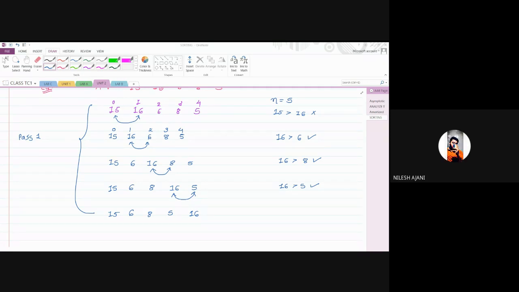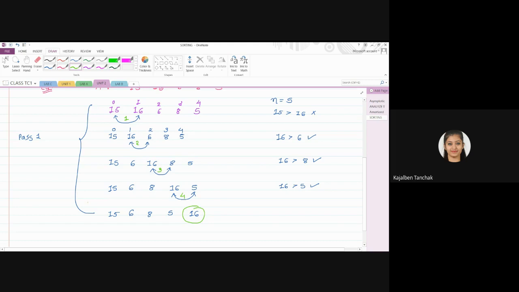4, ma'am, 4. That is correct answer. So let us see how here we have made one comparison, second, third, and fourth. Now, after 16 has reached the last index, we are not going to compare with the garbage value, right? So you can see here after every pass, the largest element of the array will bubble up to the end of the array, right? That's why it is called the bubble sort, right?